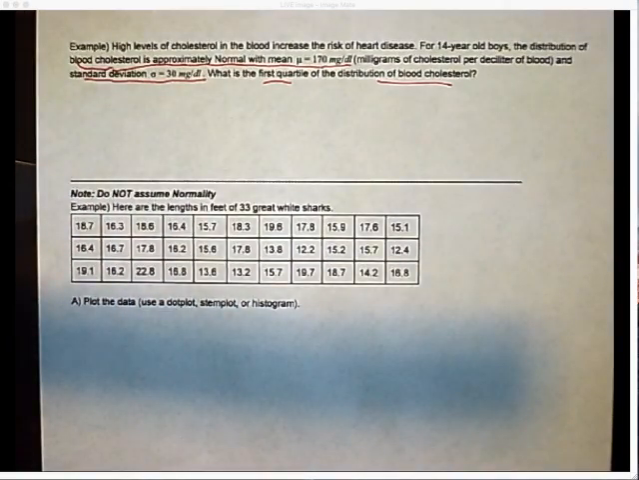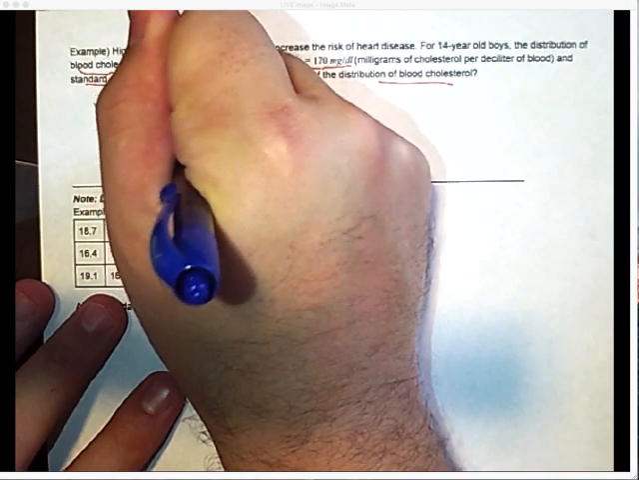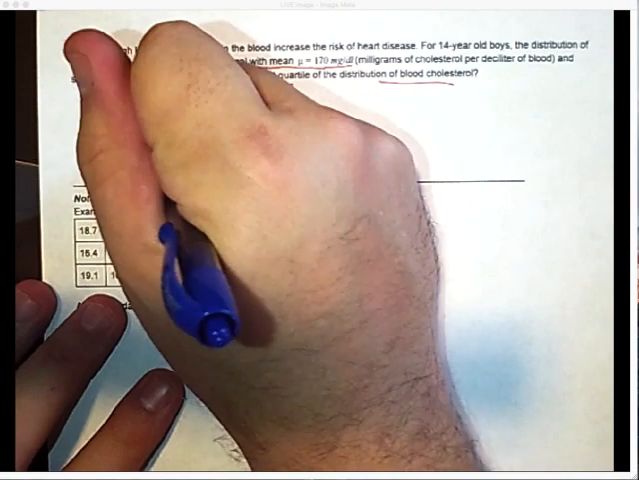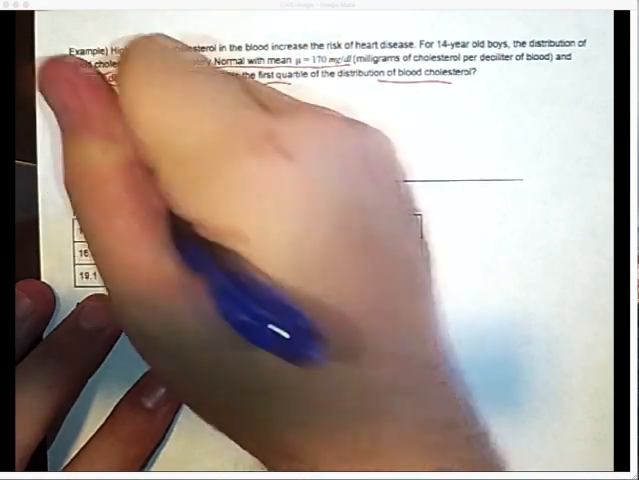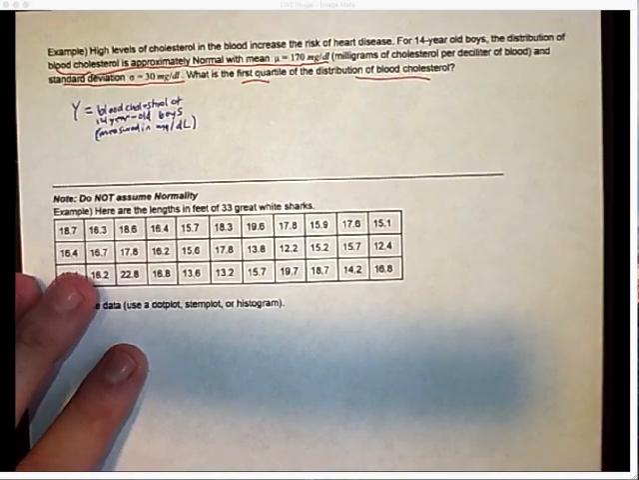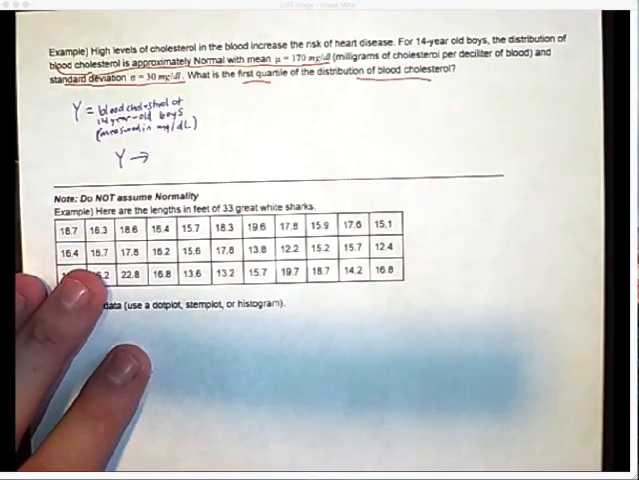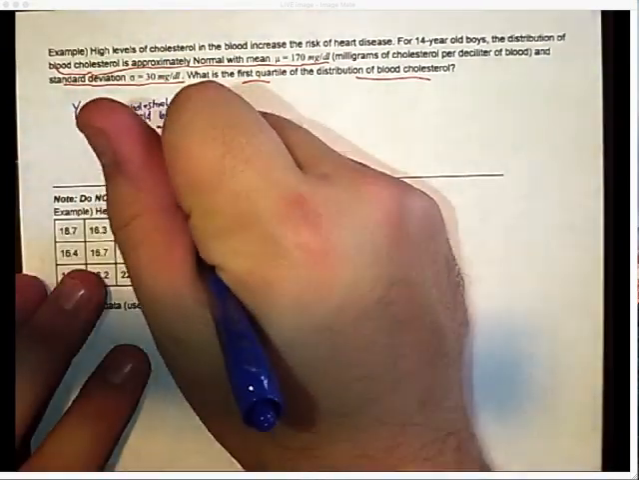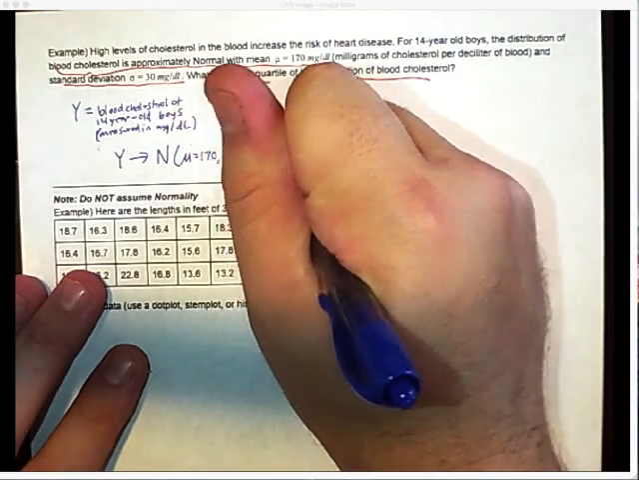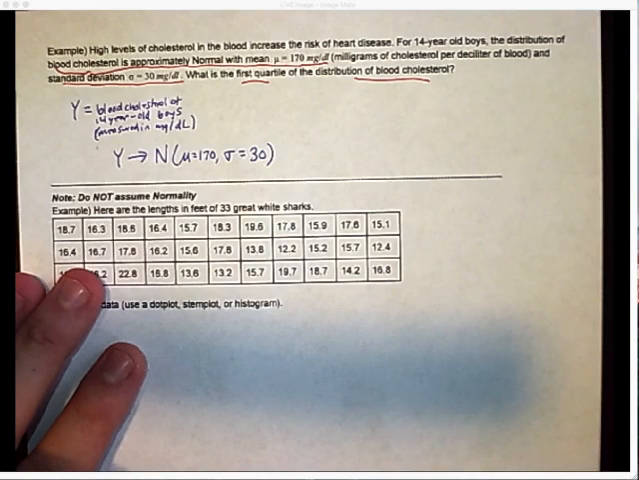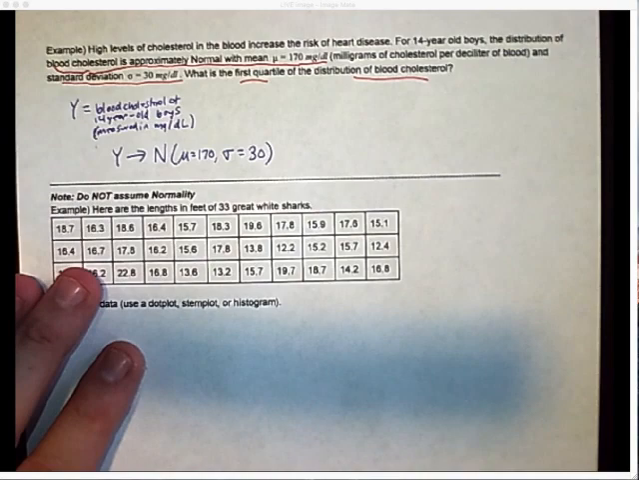So let's define a couple things to make this problem easier. Let y equal the blood cholesterol of 14-year-old boys, based on what it told me in the problem, measured in milligrams per deciliter. Okay, so I defined a variable. Now what does it tell me? It tells me that this variable is approximately normal. So y is a normal variable that has a mean of 170. I don't have to put units again because I did right there. And a standard deviation or a sigma of 30. Again, I don't have to write units again because I have it right there. Now let's draw the picture.